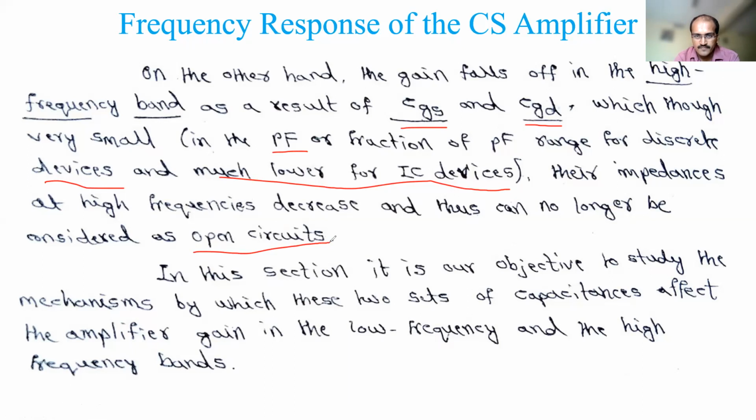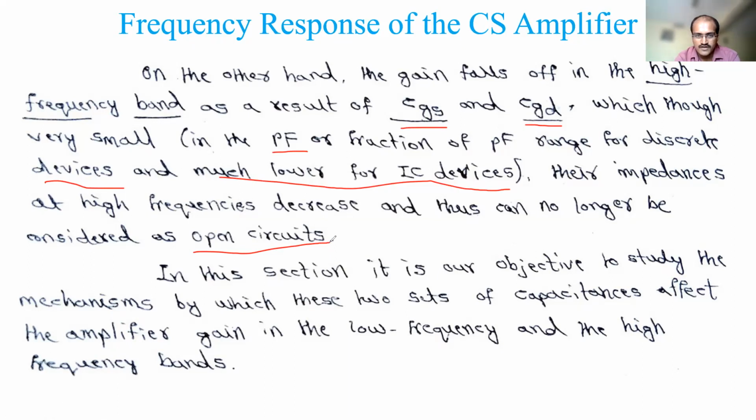Similarly, at the high frequency band, the capacitances we assumed earlier to be open circuits, CGS and CGD, which come across the gate to source terminal and the gate to drain terminal, no longer become open circuits. Instead, they present a value. Because of that, again, there is a drop in the voltage gain.